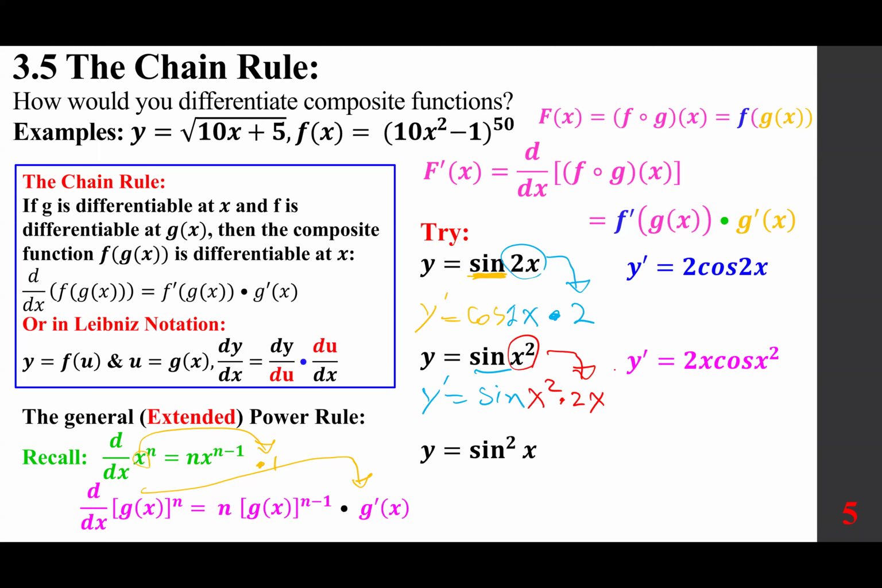The last one, to make sure we understand what we are dealing with, we are going to rewrite it as sine of x to the second power. Therefore, we use the extended power rule. 2 sine x to the power of 1 times its derivative, which is cosine x. 2 sine x cosine x. And most of you should recognize this one as sine of 2x. You don't have to change it, but that's just from trigonometry in case.